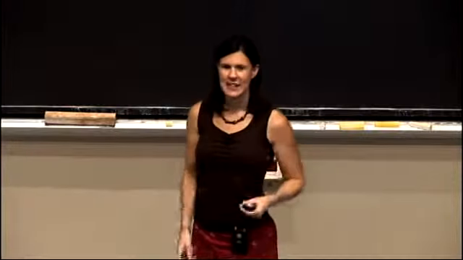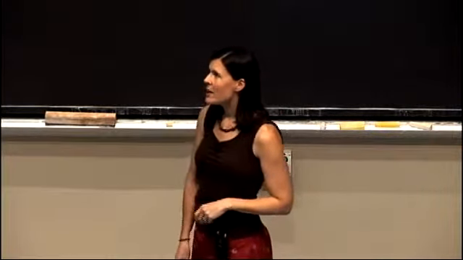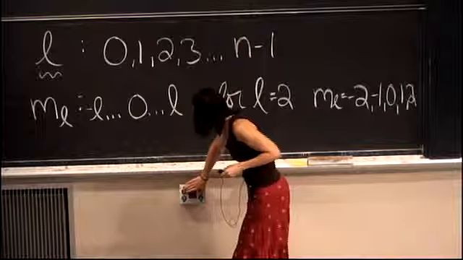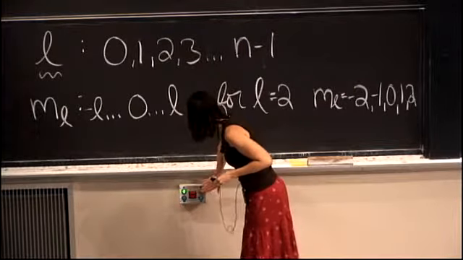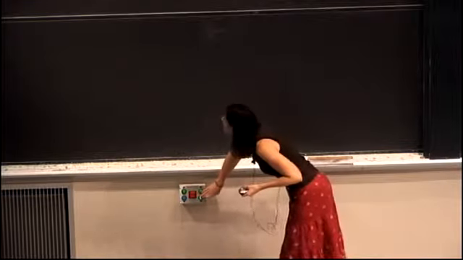So we, being chemists, will call it 1s instead of 1, 0. In addition to having another name to denote L, we also have another name for the M designation here. So for example, when L is equal to 0, we're going to find that we have to specify what M is as well.